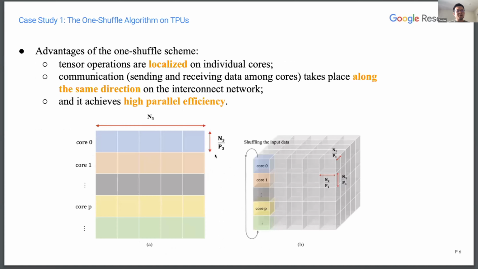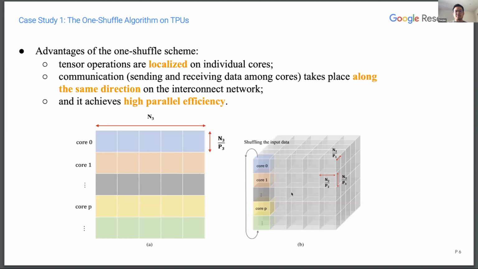In order to compute this matrix-vector multiplication Vx on a bunch of TPU cores, we need to come up with a parallel algorithm. And we propose the one-shuffle scheme. You can see figure B. That's a 3D input, which means we're going to do a 3D DFT. First, we partition the giant 3D tensor into smaller 3D blocks. And we distribute the smaller 3D blocks onto individual TPU cores, so that we can localize the tensor operations on individual cores. But we do need communications.